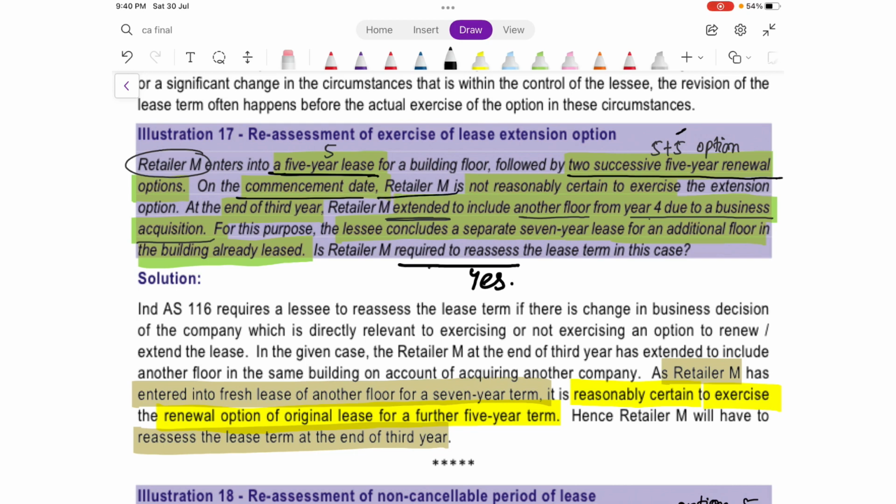On commencement date, retailer M is not reasonably certain to exercise the extension. So since it is not reasonably certain, only 5 years of lease will until now be covered as your lease term. At the end of 3rd year, what happens? Retailer M extended to include another floor from year 4 due to a business acquisition. So it has extended to include another floor.